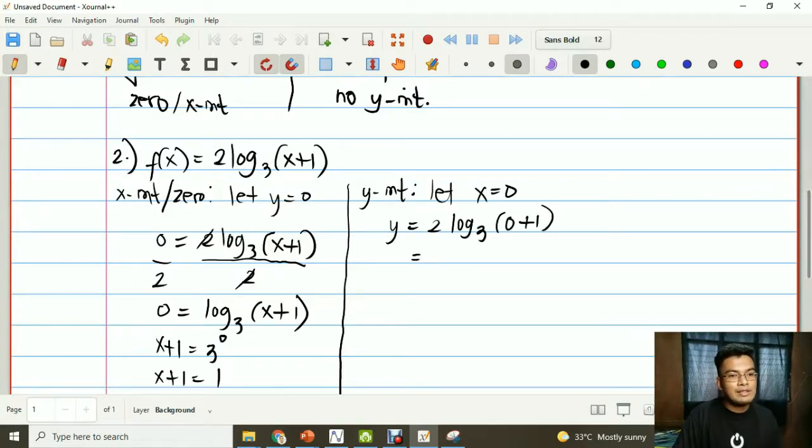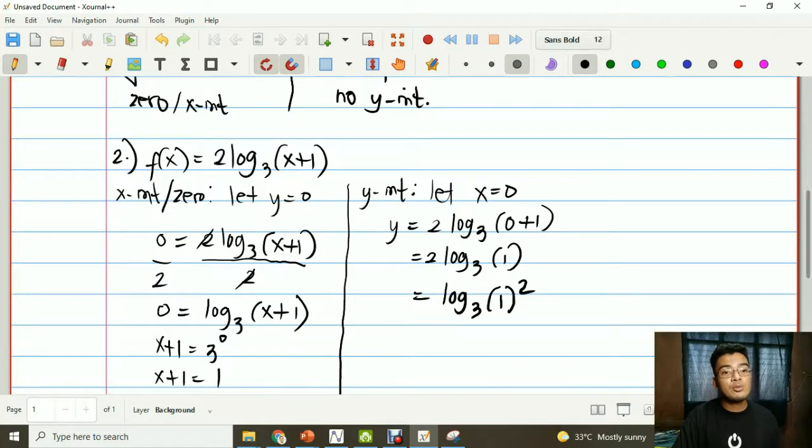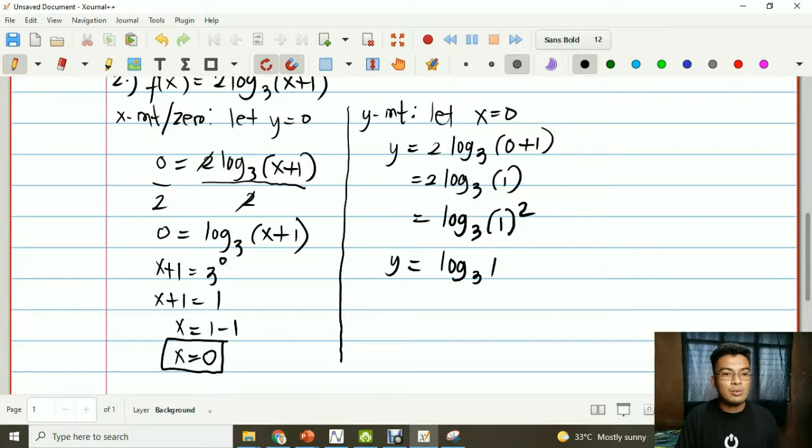Simplifying this, we get 2 times log base 3 of 1. One of the laws of logarithms is that the number placed before the term log is the exponent of the argument, the argument that has the variable x. So this one, we can write as log base 3 of 1 squared. That is one of the laws of logarithms. Simplifying this, we have y is equal to log base 3 of 1, because 1 squared is equivalent to 1.